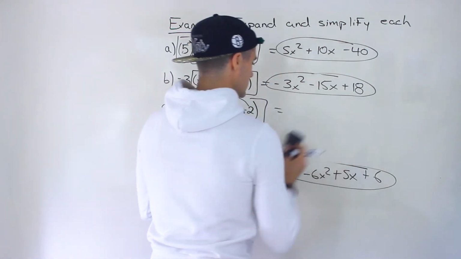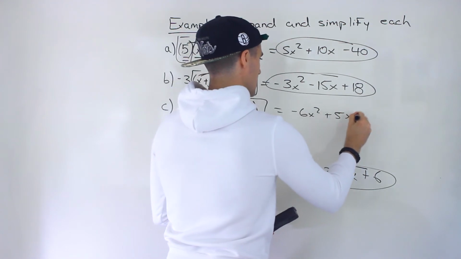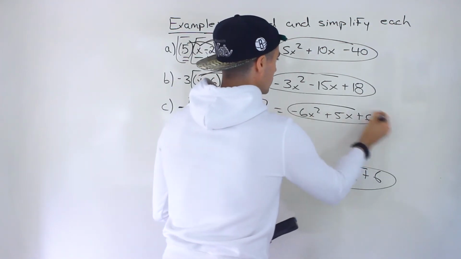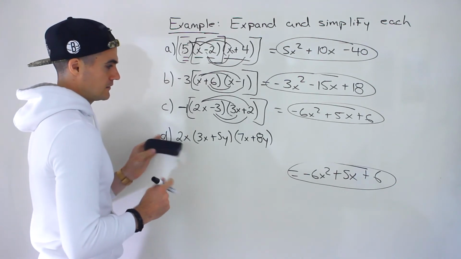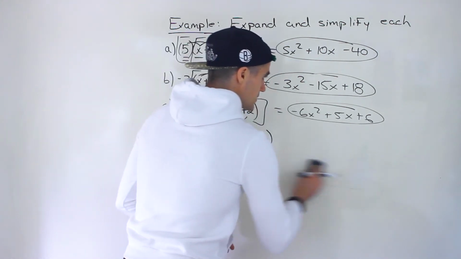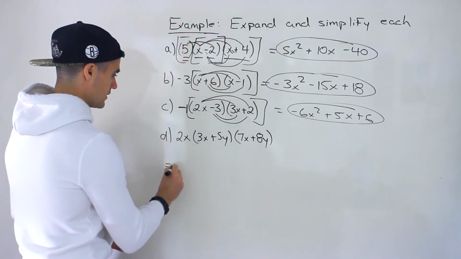So let's write that over here, negative 6x squared plus 5x plus 6. Again, if you want to practice the other ways, feel free to do so. And then finally, part D. So let's actually start this down here.